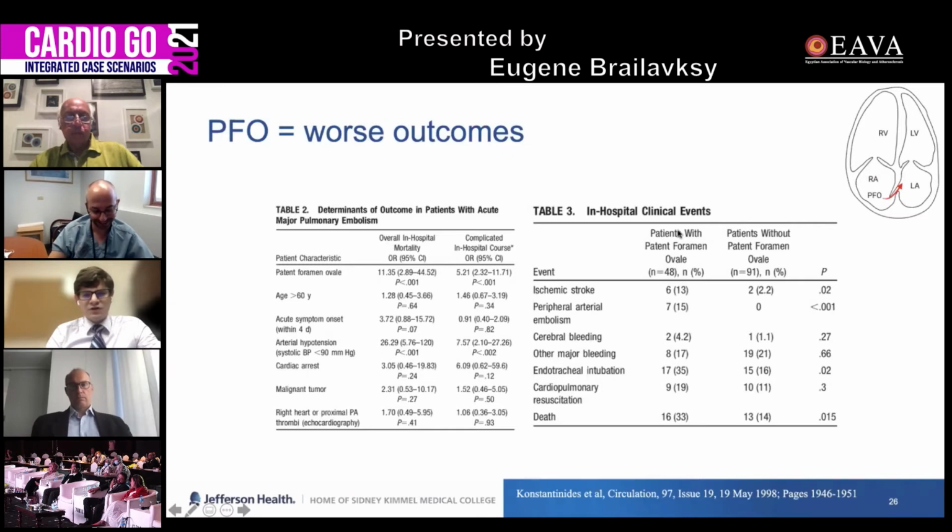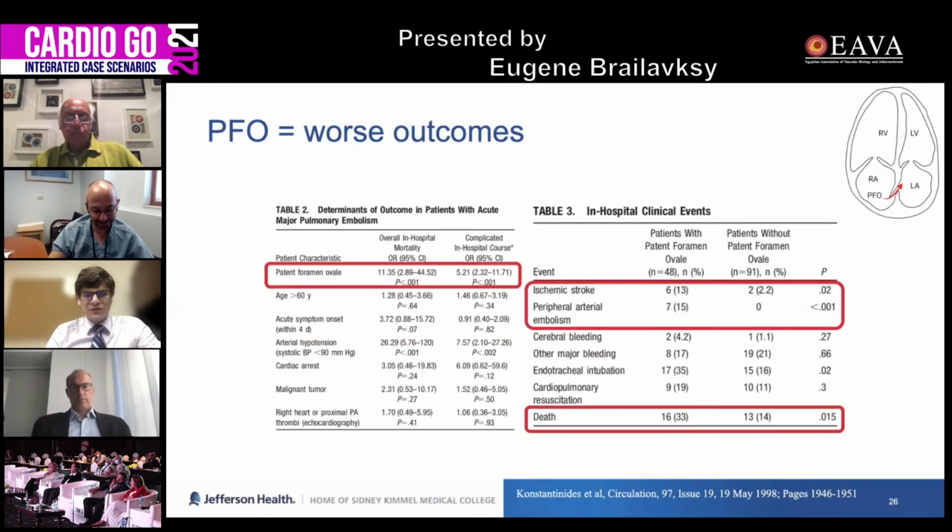PFO is another marker of disease. We found that patients with patent foramen ovale had about 11-fold increased risk of in-hospital mortality and complicated course, and ischemic stroke and peripheral embolization as compared to patients without PFO, and also increased risk of death.